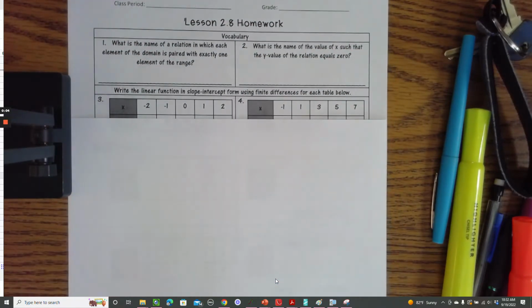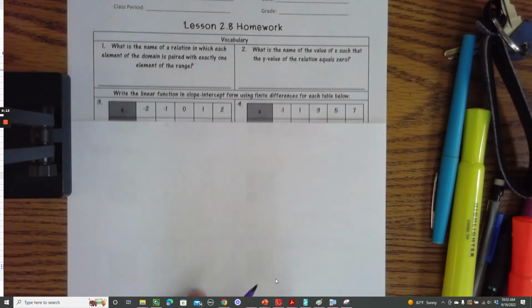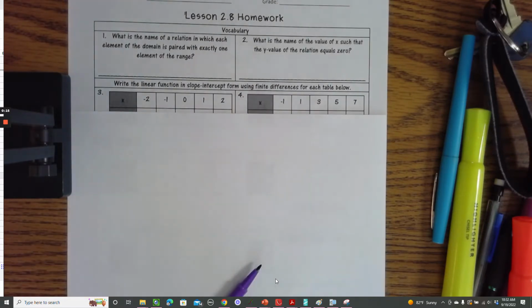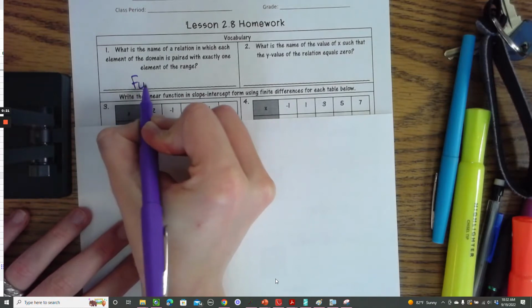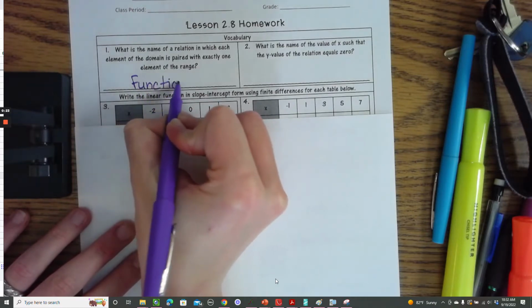So number 1, what is the name of a relation in which each element of the domain is paired with exactly one element of the range? Every x is paired up with its own y. What is that called? Function. Everything we're doing this year.